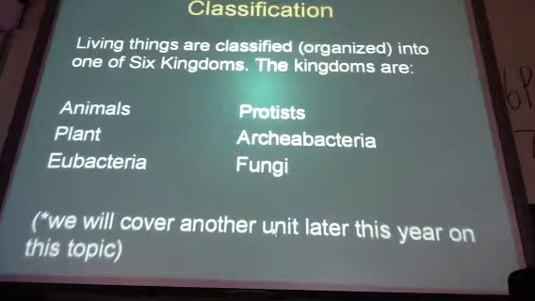For our transfer task, you're also going to need to know a little bit about classification. Living things are classified or organized into one of six kingdoms. The six kingdoms are animals and plants, which you're most familiar with, eubacteria, protists, archaeobacteria, and fungi.